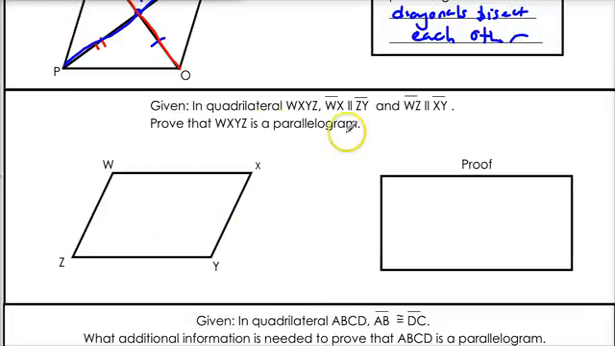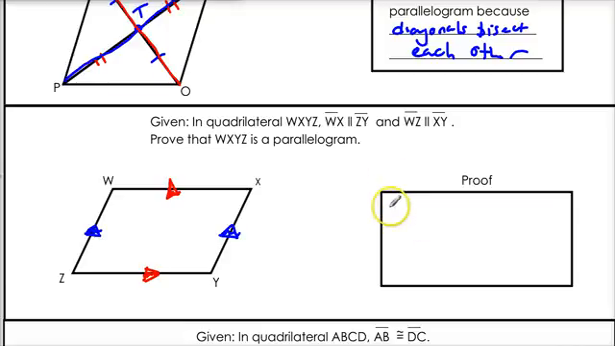Let's do another one. In quadrilateral WXYZ, we know that WX, and we're going to use this symbol right here, that's the parallel symbol, is parallel to ZY, all right? And we know that WZ is parallel to XY. Prove that WXYZ is a parallelogram. Well, that's pretty straightforward, right? The way we do this is just use the sentence we've been using. So we'd say quadrilateral WXYZ is a parallelogram.